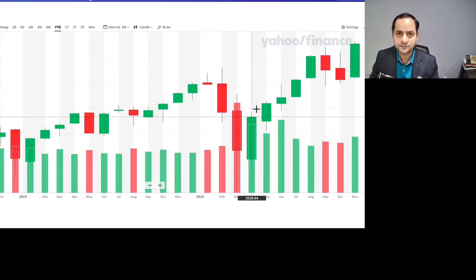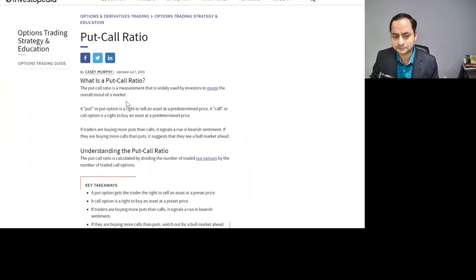Another one is the put call ratio. Usually on my channel I don't cover any options. Options are mostly for traders, but traders are very close to the market, and these volumes reflect that. Put call ratio is a measure widely used by investors to gauge the overall market mood. So this is one of these studies as well.